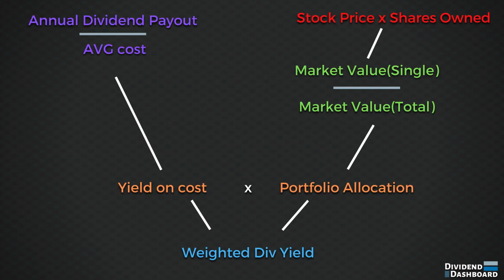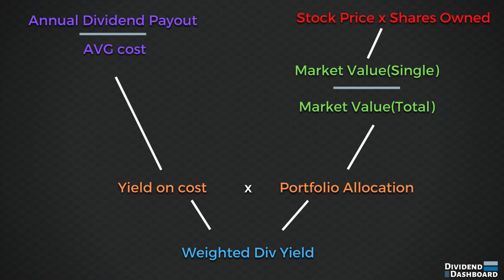The weighted dividend yield is the multiplication of yield on cost times portfolio allocation. Starting at the top left, purple, in order to get the yield on cost, we must divide the annual dividend payout by the average cost of your position, and that's how we get the yield on cost.